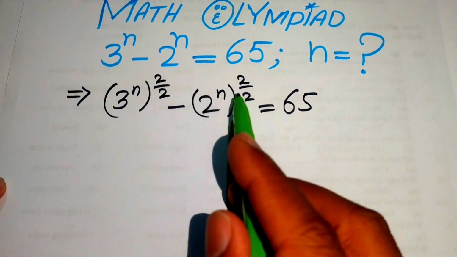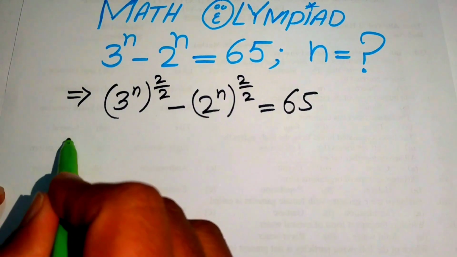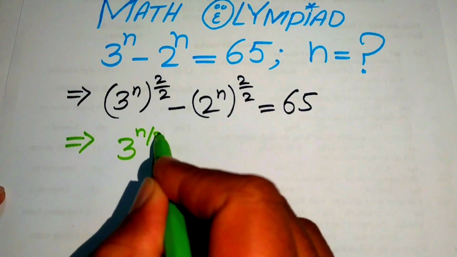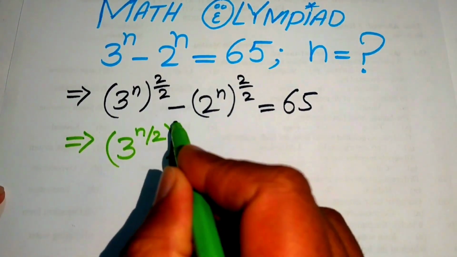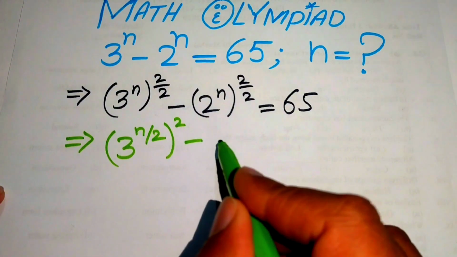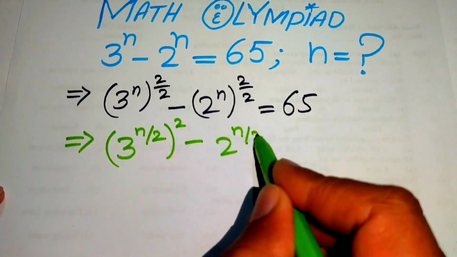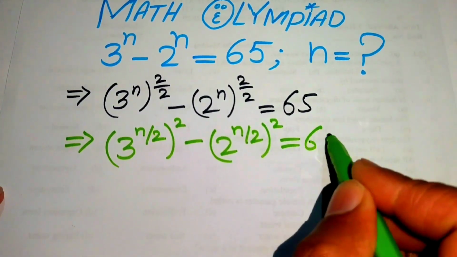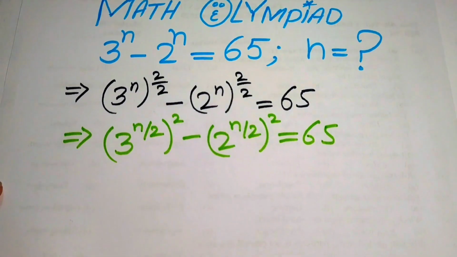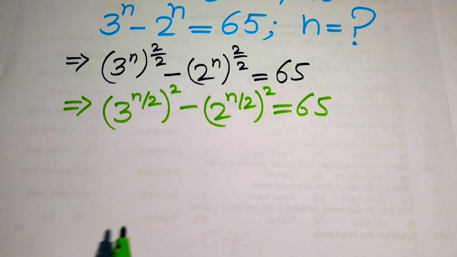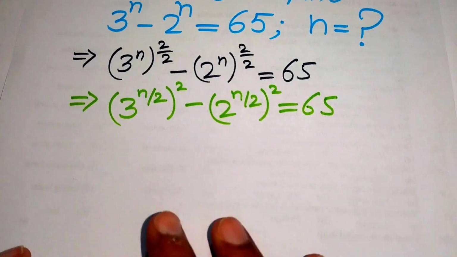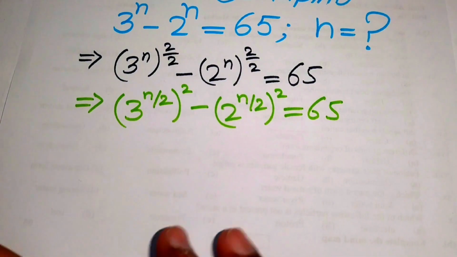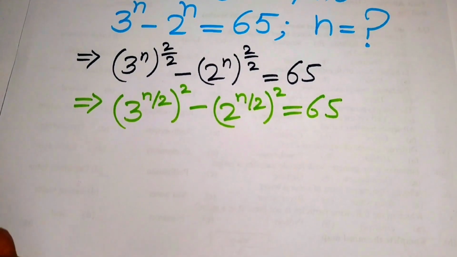and similarly here we multiply 1 over 2 and n, and we write this expression as (3 to the power of n over 2) whole squared minus (2 to the power of n over 2) whole squared equals 65. Here you see that it becomes an exponential equation, and now we convert this exponential equation into the quadratic form.